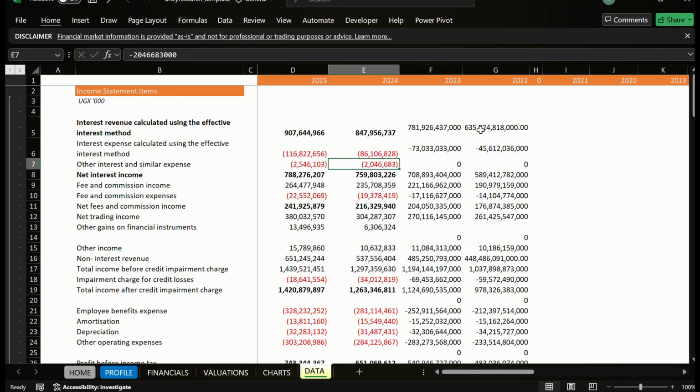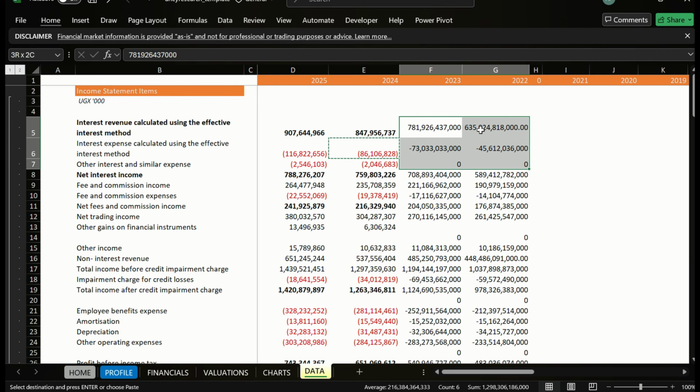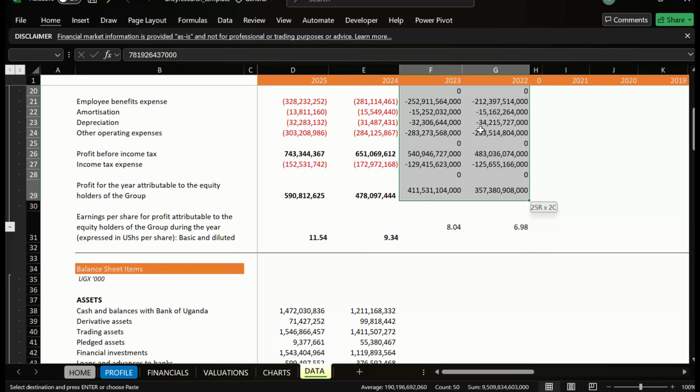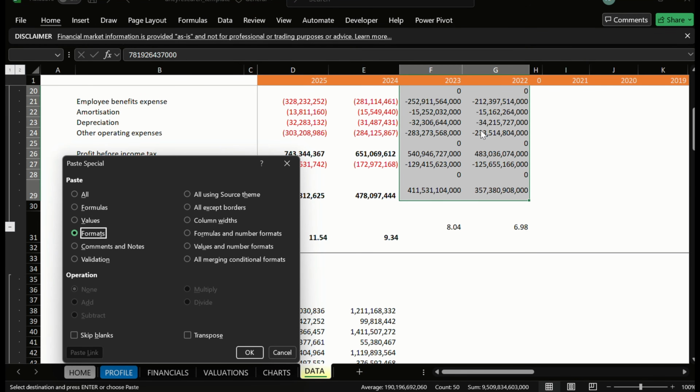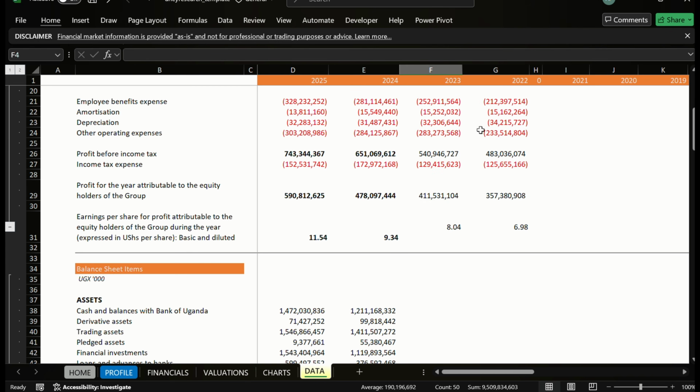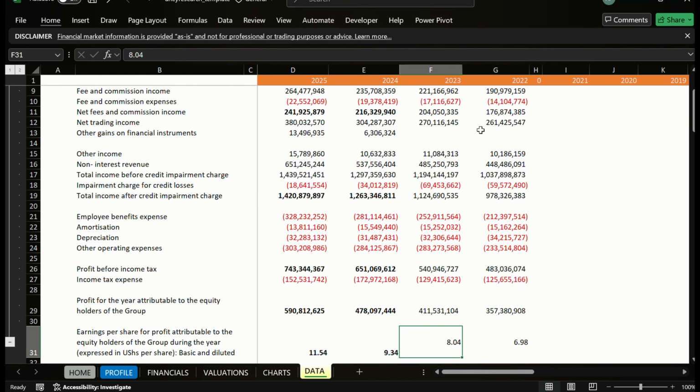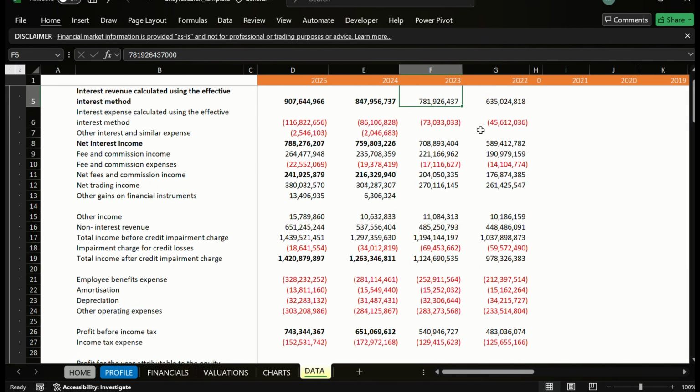Column it, then just simply, I don't carry the bold, so you simply carry this, Control Alt V, it's the formats. So, okay, these remain empty, but I think they're all good.